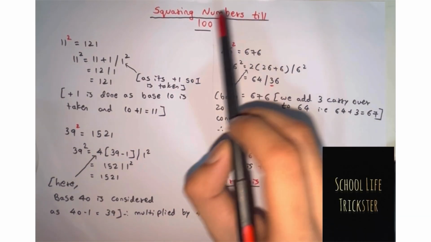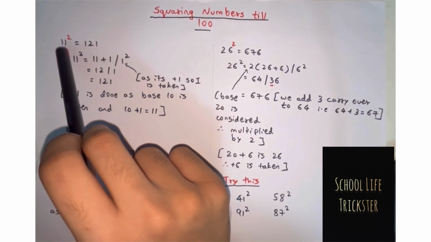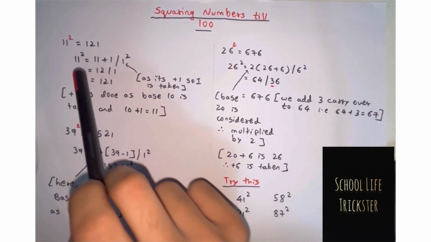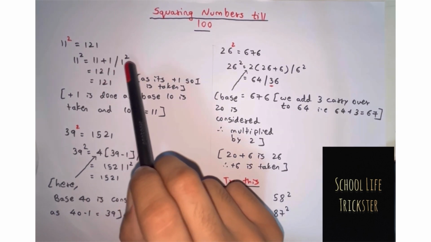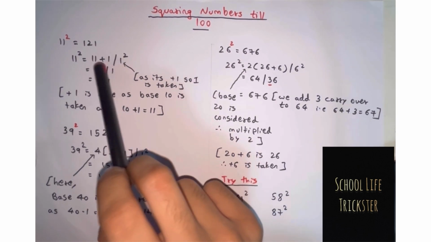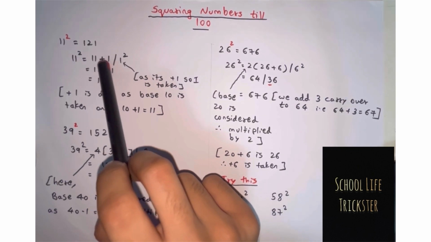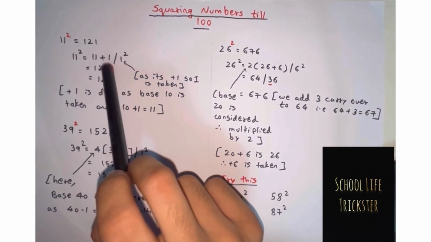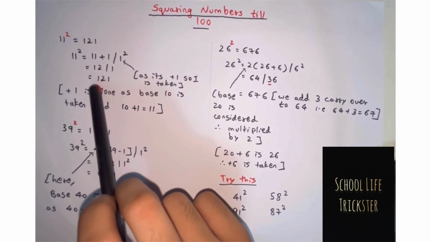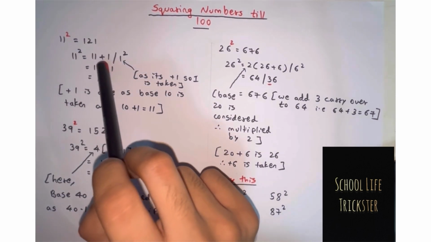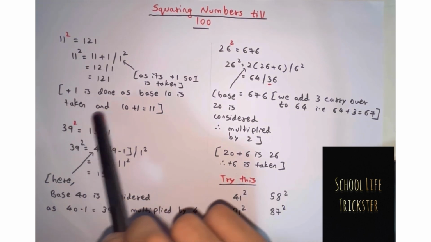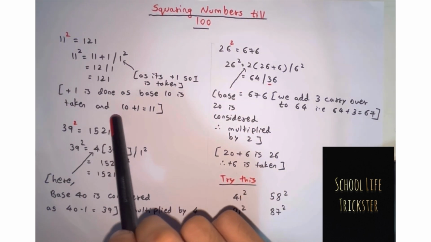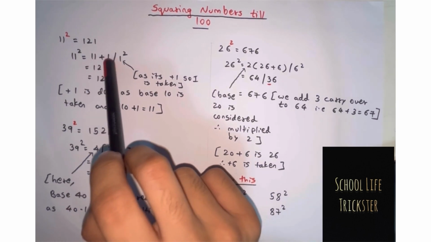Squaring numbers till 100. Now 11 square is 121. So how to solve this? 11 square equals 11 plus 1 and 1 square. What is this 1? We have done plus 1 here, so write this 1 as it is. So 11 plus 1 is 12 and 1 square is 1, so the answer is 121. Why do we take plus 1 here? Because 10 plus 1 is 11, so we take 10 as the base. So 10 plus 1 is 11, so we write over here plus 1.